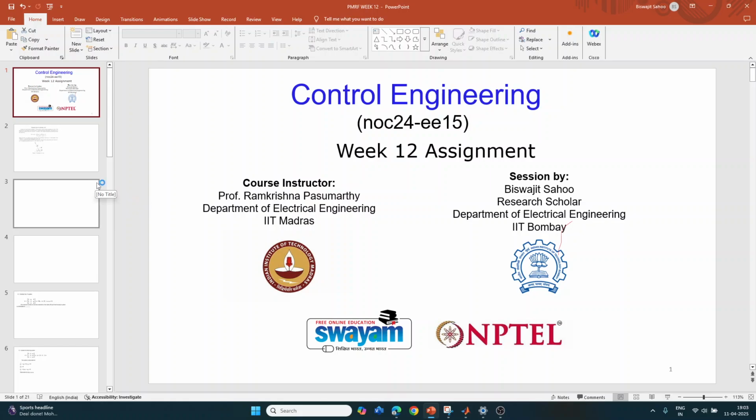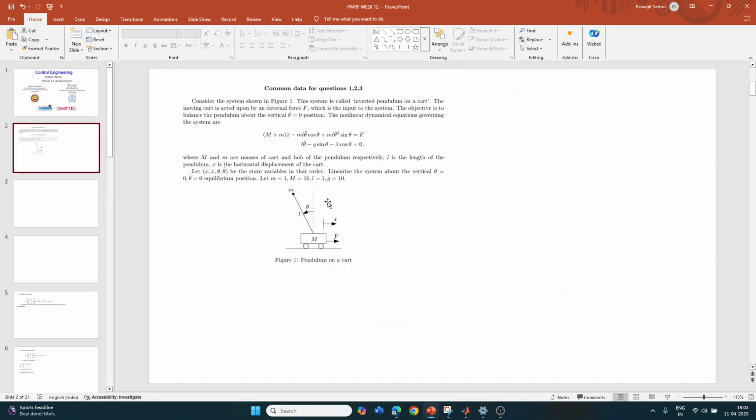So let us go to the first question. Try to read this question. I'm going to solve about 7 or 8 questions today because I have to leave early for a meeting, so let's see how much you can complete. This is a common data question, question number 1, 2, 3.